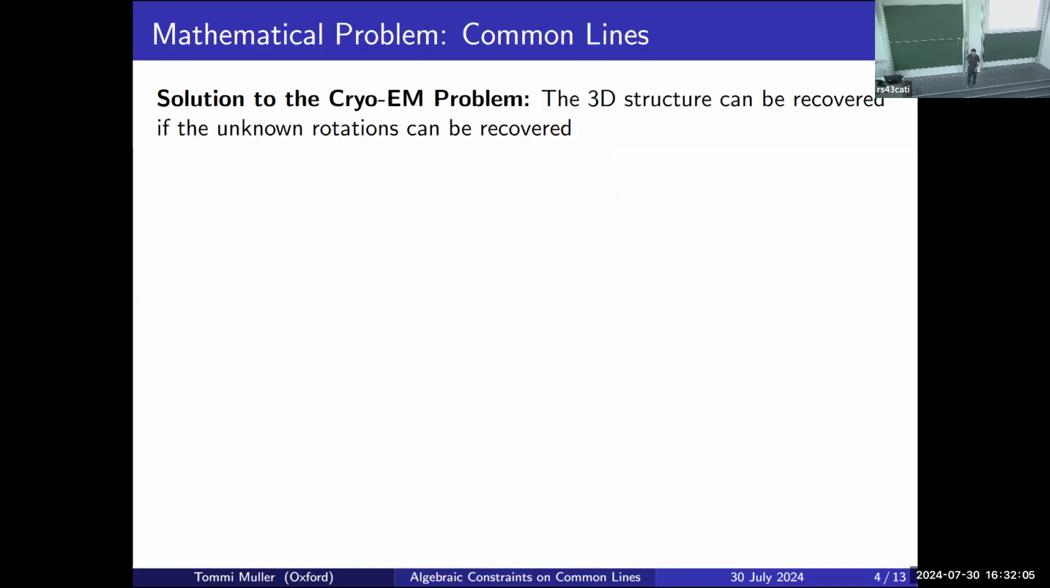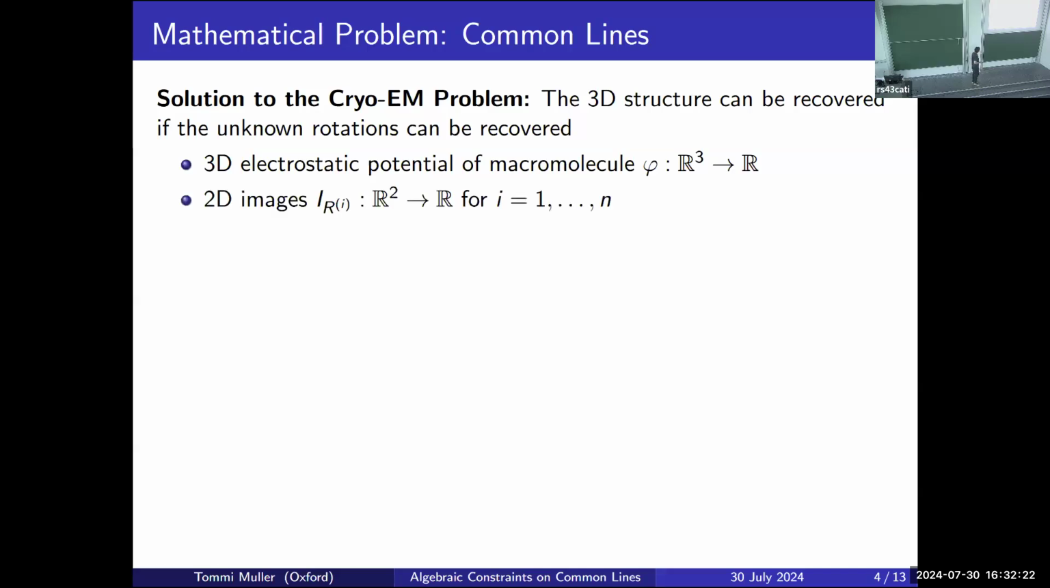So to recover the 3D structure of the molecule, it's enough to figure out what the unknown rotations associated to each of the images are. So let's set up the problem. You have a 3D electrostatic potential phi of the molecule. You have n Cryo-EM images, 2D images, and associated to each image is a rotation matrix in SO3, and these are unknowns, and you need to find them.